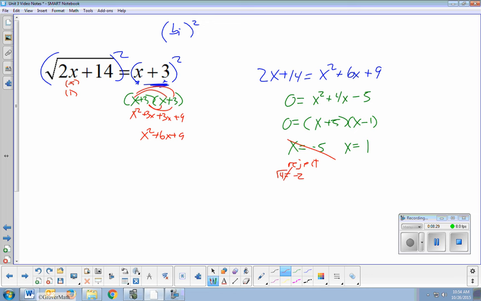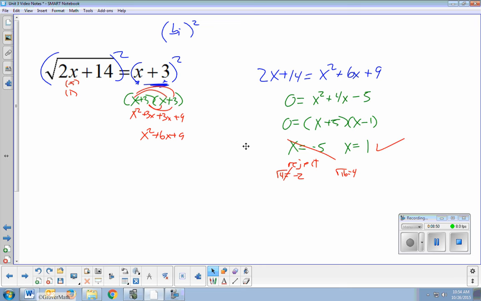If I plug in a 1 here, 2 times 1 is 2, plus 14 is square root of 16. And I plug in a 1 here. 1 plus 3 is 4. Yes, that does work. So sometimes they both will work. Sometimes they'll both reject. Sometimes it's one of each. But you have to be careful. You have to check them both. And always watch out for those extraneous solutions.